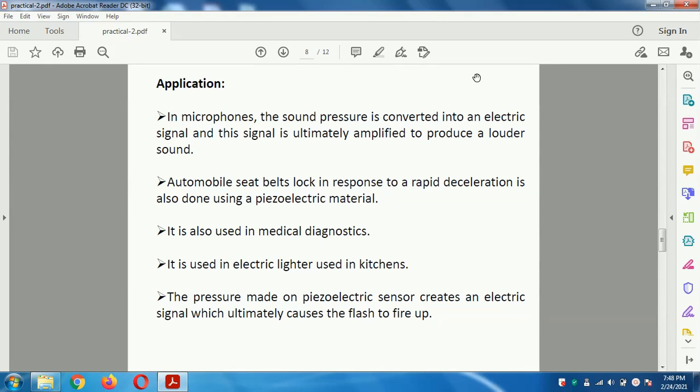Its applications are related to various fields in industry as well as in day-to-day life. In a microphone, the sound pressure is converted into an electric signal, and this signal is ultimately amplified to produce a louder sound. In an automobile seat, the belt lock's response to rapid deceleration is done using a piezoelectric material. It is also used in medical diagnostics. It is also used in electric lighters used in kitchens. The pressure made on the piezoelectric sensor creates an electric signal which ultimately causes the flash to fire up.